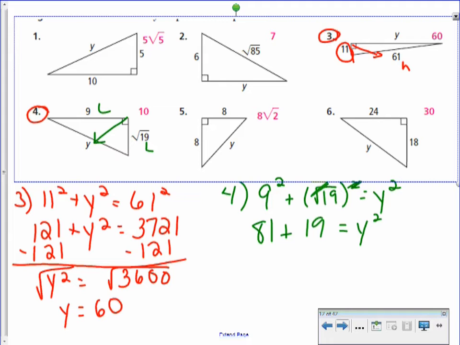It's actually kind of easier when you have a radical on there because you don't have to do anything. So then we just need to add 81 and 19, which will give us 100. So we keep it at 100. Get our hypotenuse. Other questions on 4?